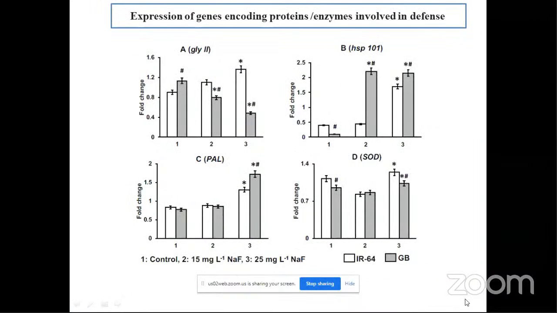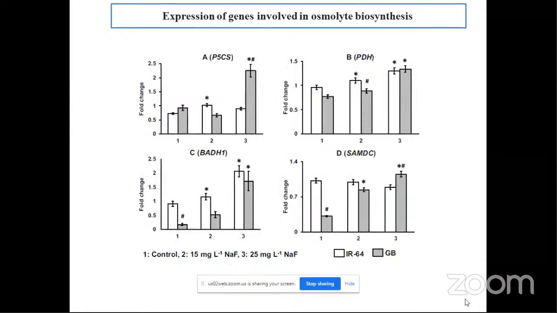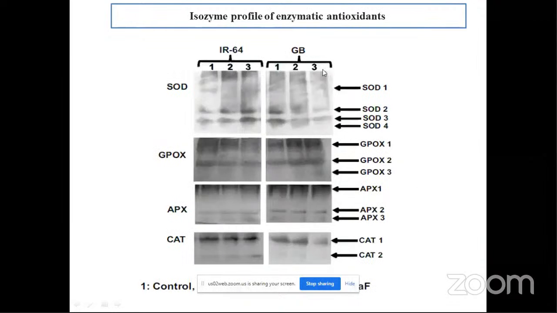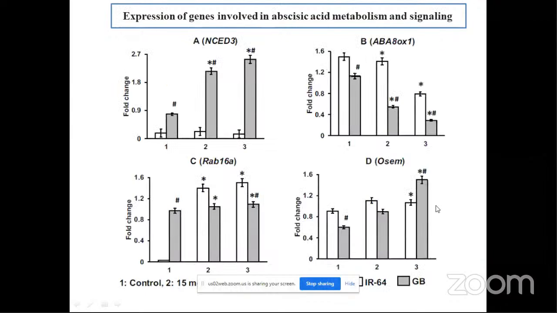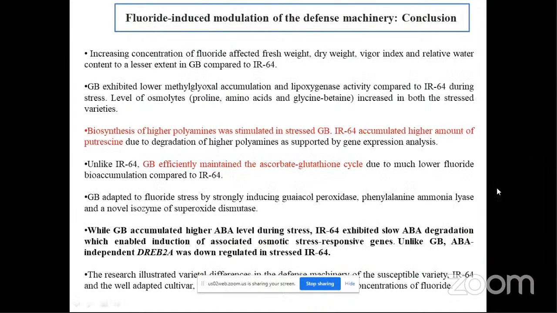The different antioxidative enzymes, the expression of different antioxidative enzymes, and the osmolyte biosynthetic genes were all characterized. The isozyme profiling, these are routine biochemical and physiological analyses. Then the different genes connected with ABA biosynthesis, particularly NCED3, and the ABA 8'-hydroxylase, which is actually concerned with ABA degradation, the different ABA inducible genes, and the transcription factors were analyzed. And this is one of the important conclusions.